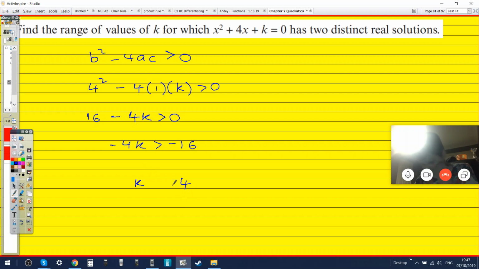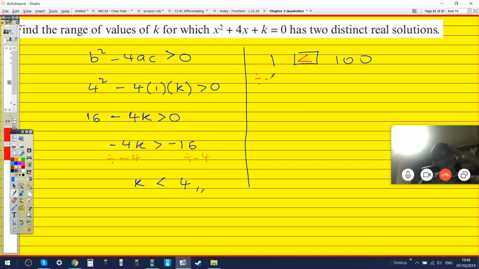What happens when you divide both sides of an inequality by a negative? What happens is the sign flips. So k would be less than 4. What sign? You have 1 and 100. What sign goes in the middle? 100 is greater than 1. And so 1 is less than 100? Yeah. Okay.